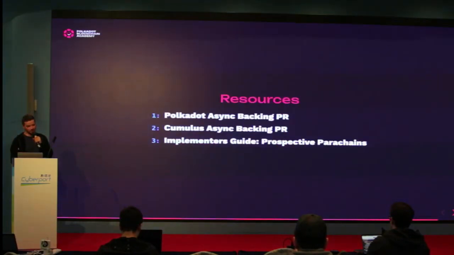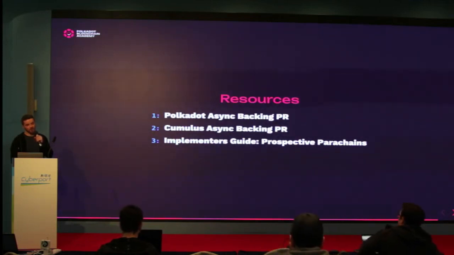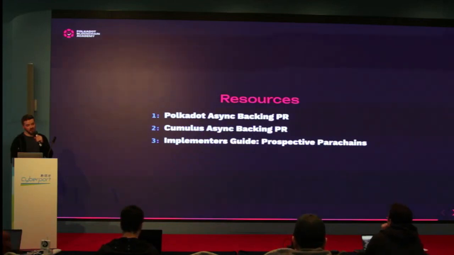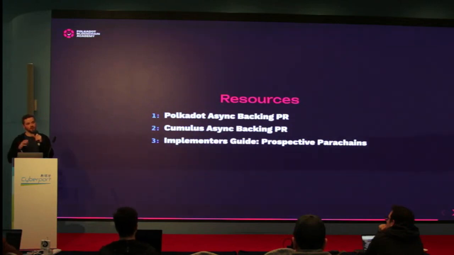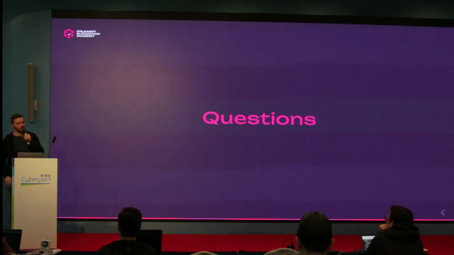All right, so if you want to read further into this, we have some rather chunky PRs, both on the Polkadot and Cumulus side for async backing. And then we also have our Polkadot parachain host implementers guide, and a particular section called prospective parachains, which describes in more depth what I was trying to get across about the way Polkadot validators store these future parachain block candidates. All right, do we have any more questions?